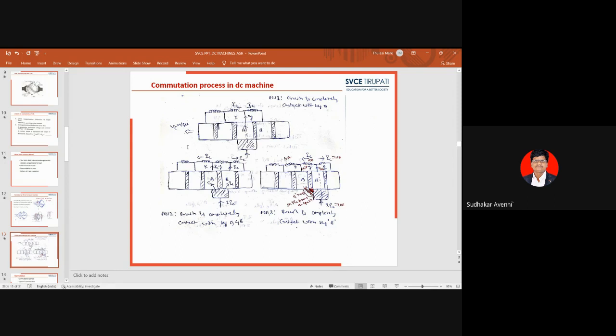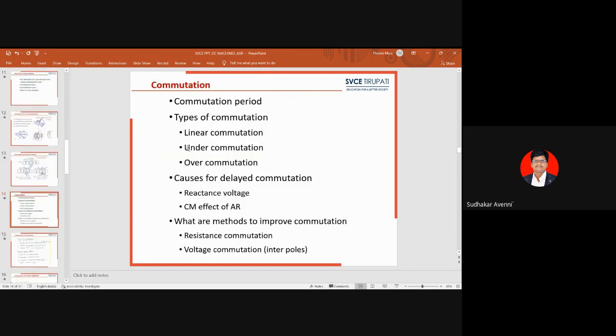Now coming into commutation processing in a DC machine. This one is also very, very important. There are some types of commutation: linear commutation, under commutation, and over commutation.